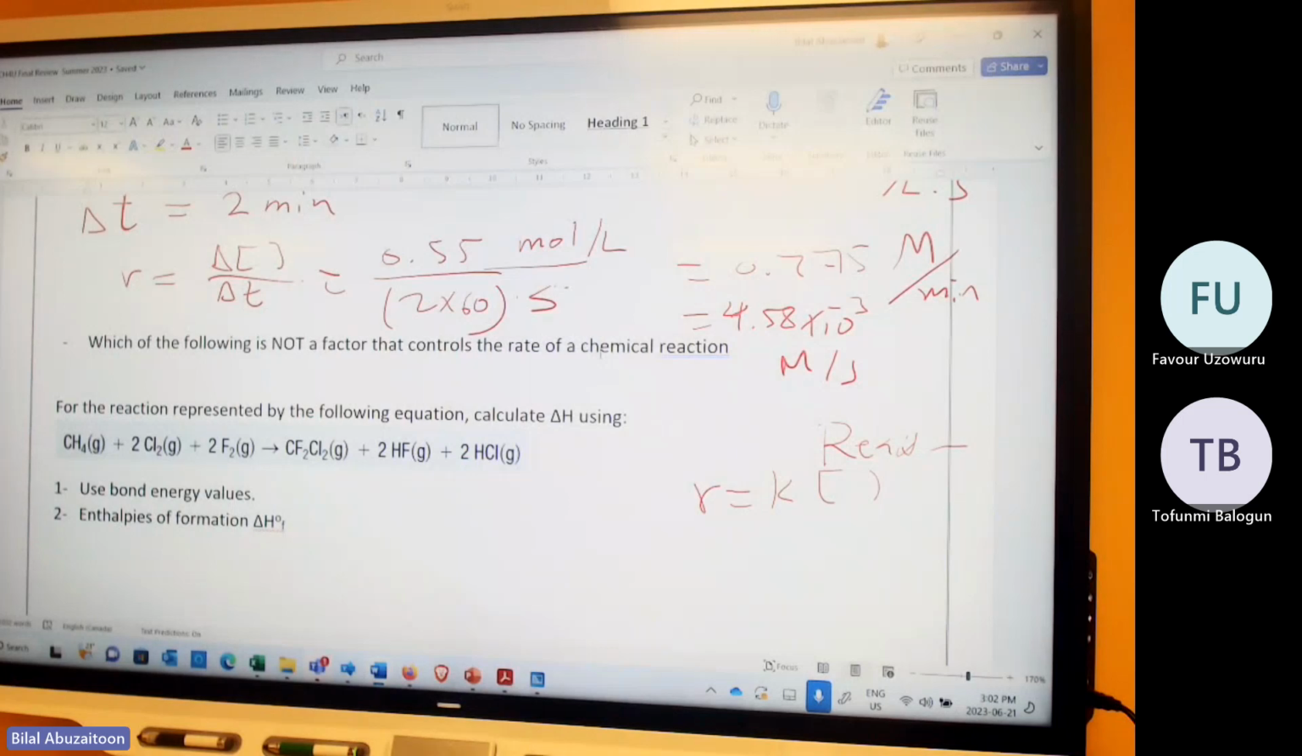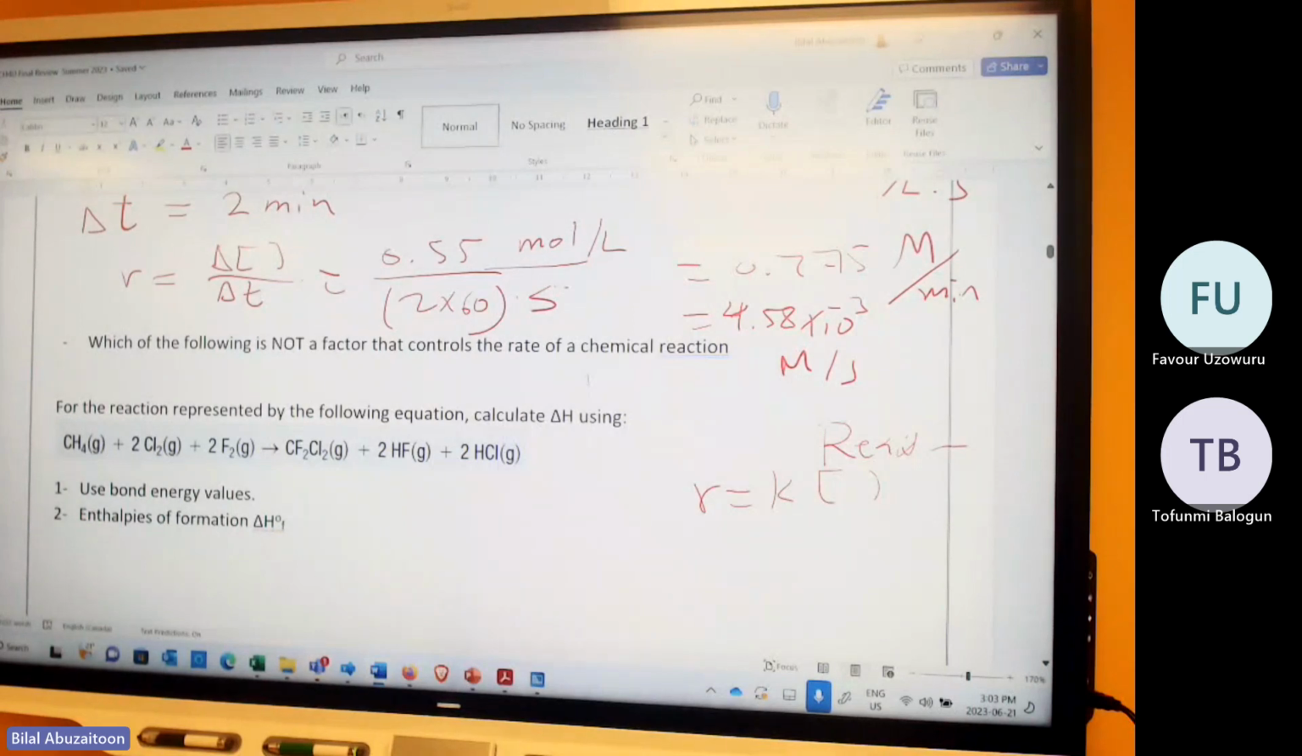Temperature, yes. Pressure too. In case all of them are gases, pressure could affect. If all of them are gases, that's right. So if you know these, anything else won't affect.